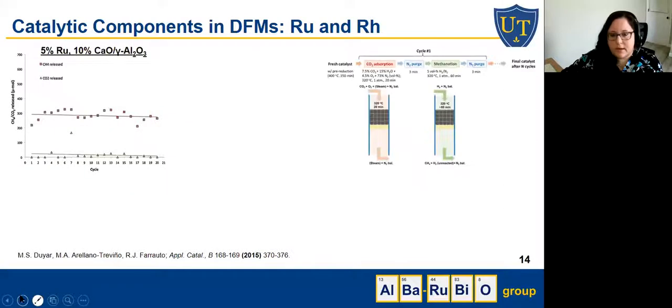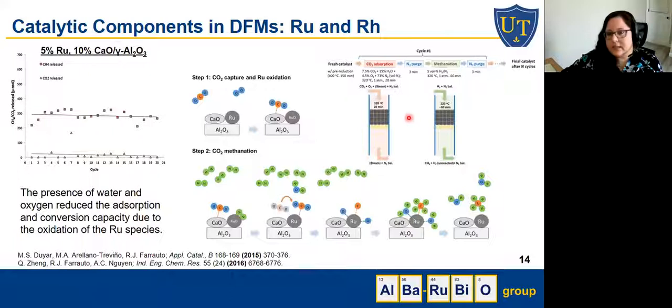But when working under more realistic conditions, such as in this case with steam and oxygen, what they found is that ruthenium, when we have CO2 and oxygen, becomes oxidized to ruthenium oxide. And even when we flow hydrogen to do the CO2 methanation, the rate at which the catalyst is reduced is not as fast as it should be. So it somewhat decreased the absorption capacity as well as the methanation rate.